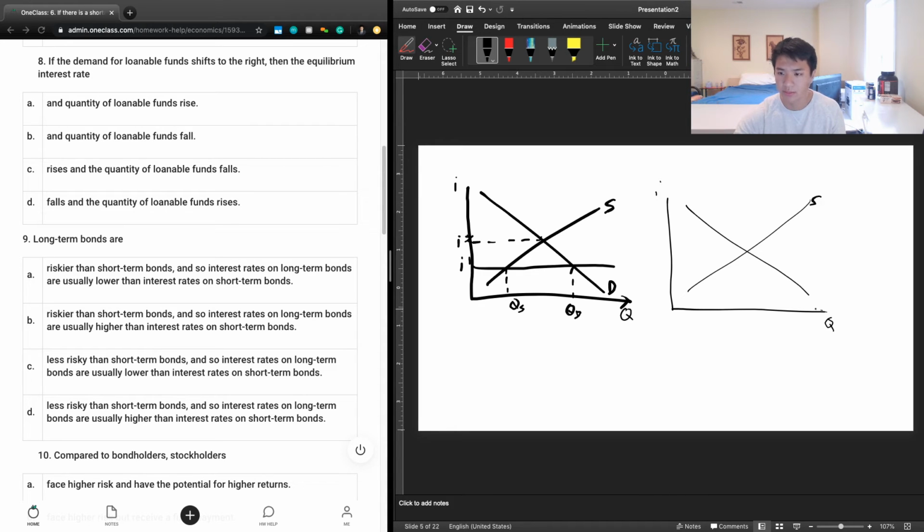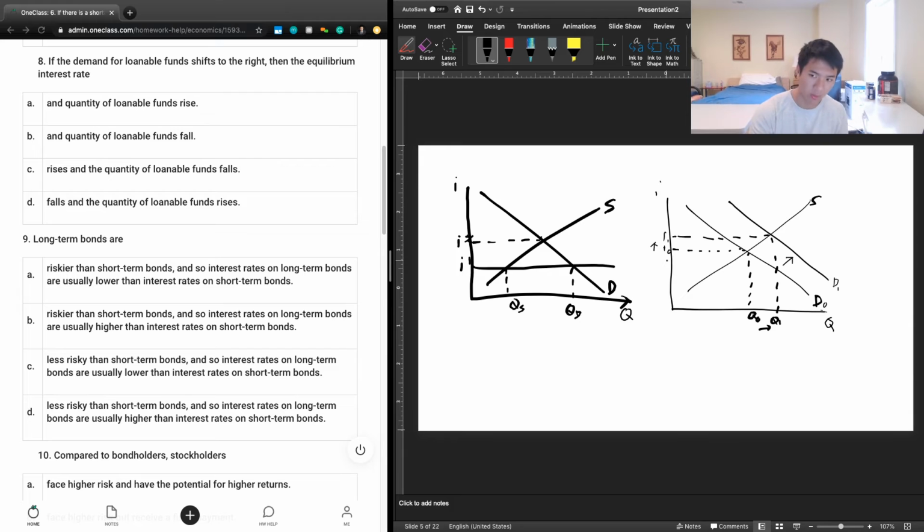What happens if the demand for loanable funds shifts to the right? We can just draw that out. We have this rightward shift, D0 and D1. And what we see happening is two things. First, the quantity of loanable funds being traded has gone up. And the second thing that has happened is that the interest rate has gone up as well.